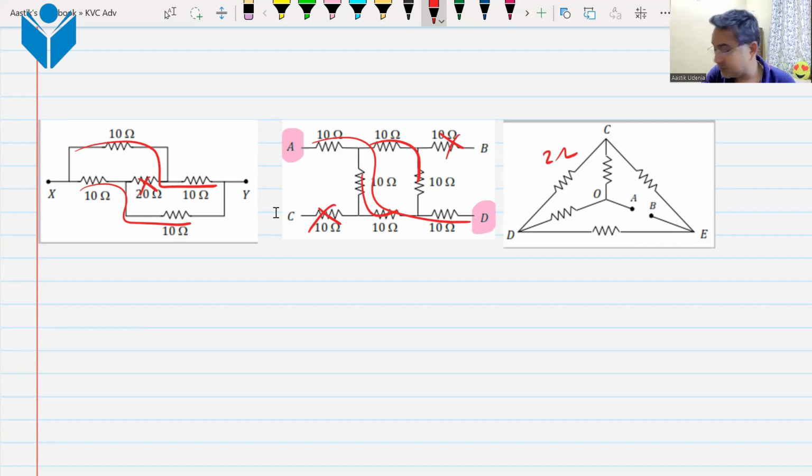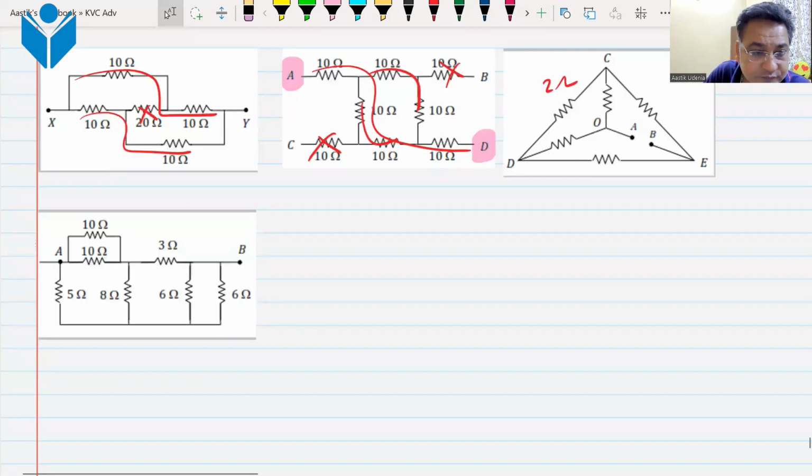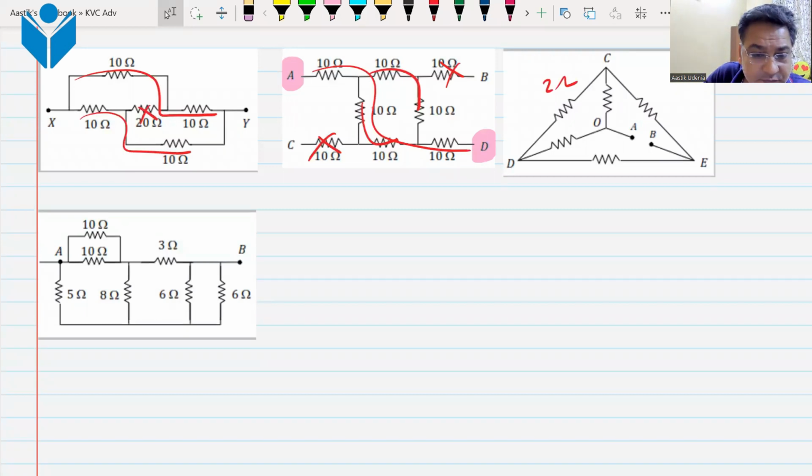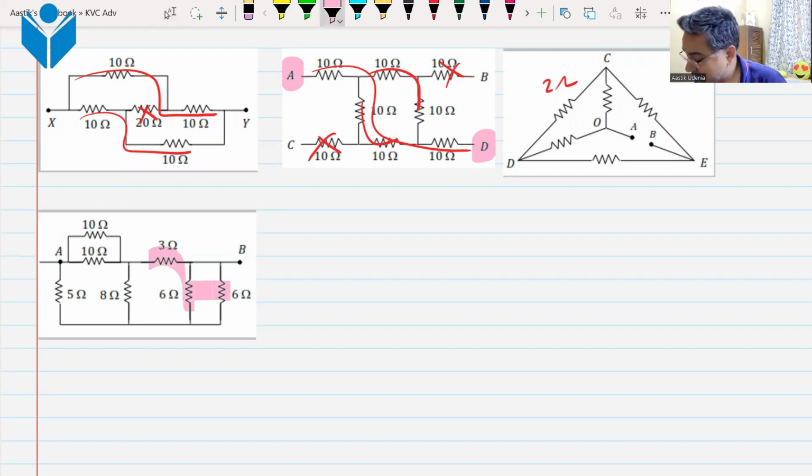One more. This one. What is the answer for this one? I'll give you 2 minutes to solve this. So how are we supposed to solve this? The answer is 4 ohms. These two are in parallel, then it is in series. Yes or no? Yes, sir. These two are in parallel. These two will be in series, these will be in parallel, and then they will be in parallel.